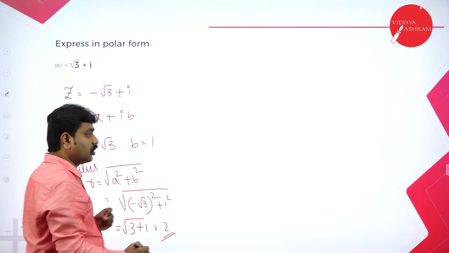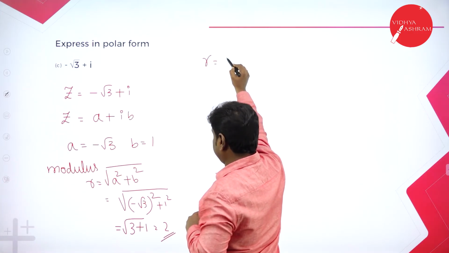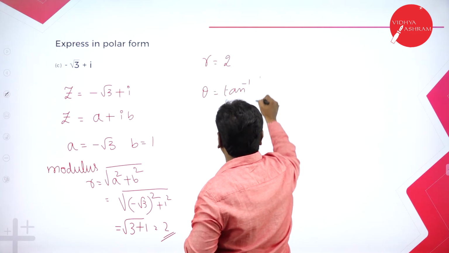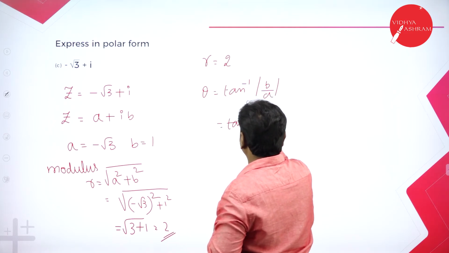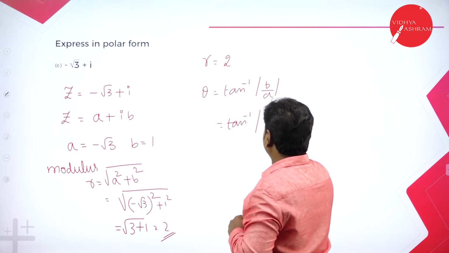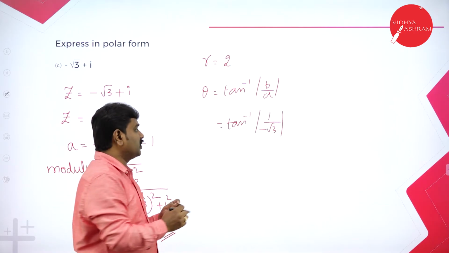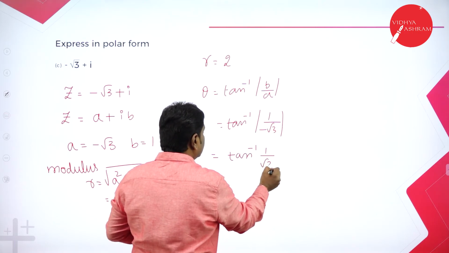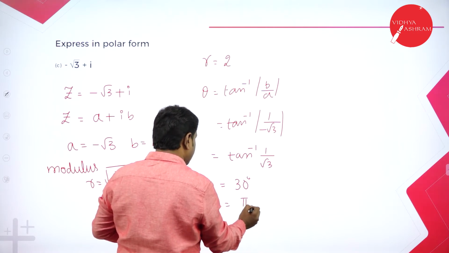So you got the modulus. Now you go to the argument. We got our modulus as 2, and argument is what? Theta is tan inverse of modulus of b by a, that is 1 divided by minus root 3. Modulus means absolute value: if it is negative, make it positive, so it will become tan inverse of positive 1 by root 3. In the tan table, where you will get 1 by root 3? 30 degrees, which is also called pi by 6.